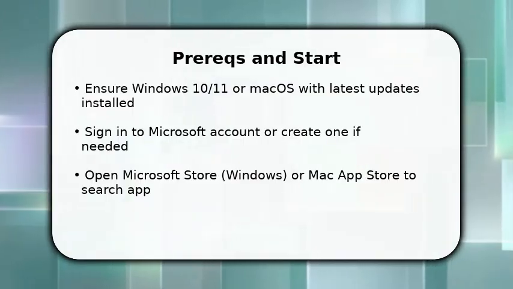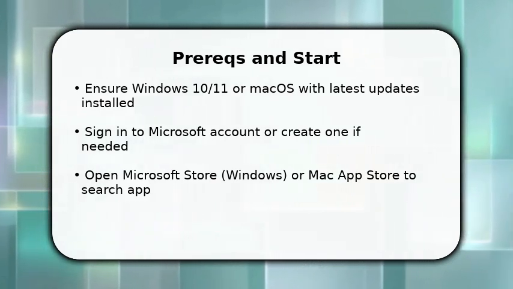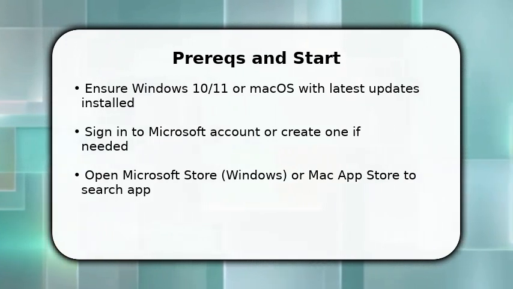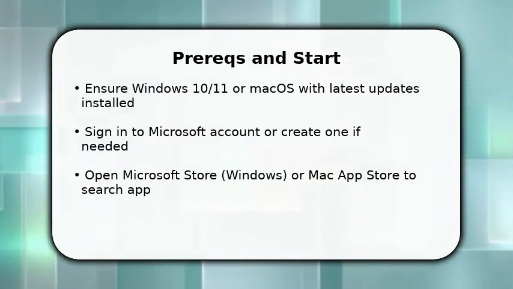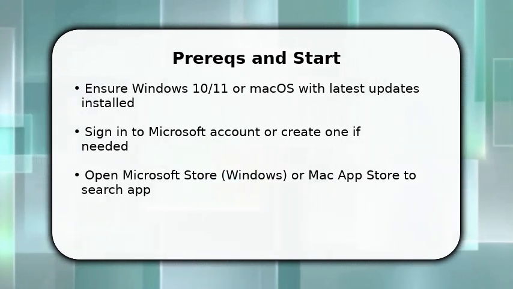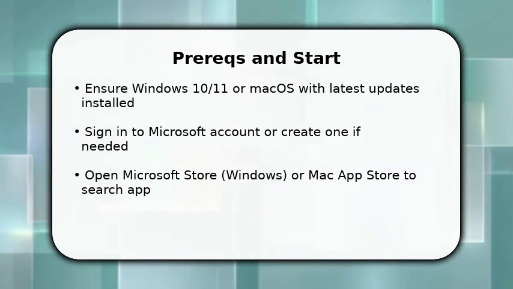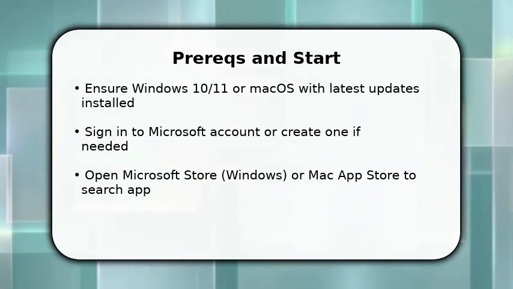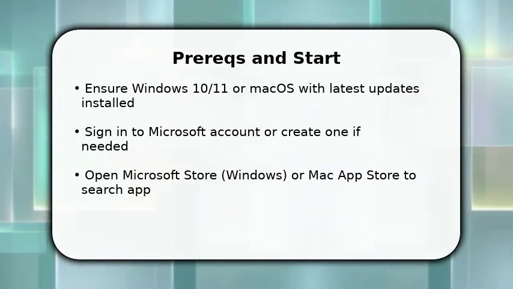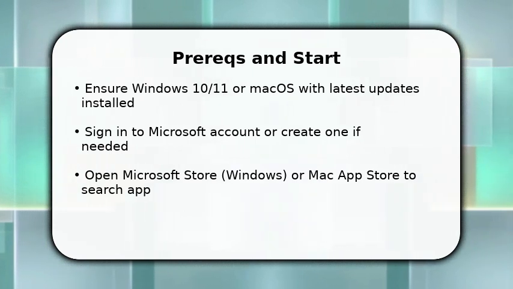You'll start by confirming prerequisites, an updated Windows 10/11 or Mac OS, and a signed-in Microsoft account. Once done, open the Microsoft Store on Windows or the App Store on Mac and search for Microsoft To Do. You're doing this to get the official desktop client, which syncs tasks across devices. Make sure to use the same account you use on your phone. This step avoids duplicate lists and sync errors and gets you ready to install immediately.